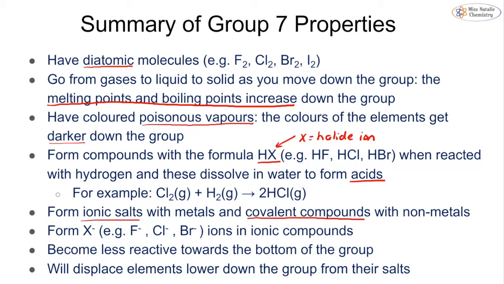When they form an ion, they will form a 1 negative ion because they are gaining 1 electron. And we've talked about that when we did the ionic bonding topic. They become less reactive as you go down the group, and they can displace elements that are lower down in the group. So the higher the halogen is in group 7, the more likely it will displace something below it.